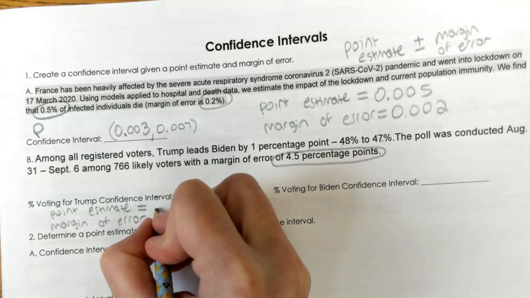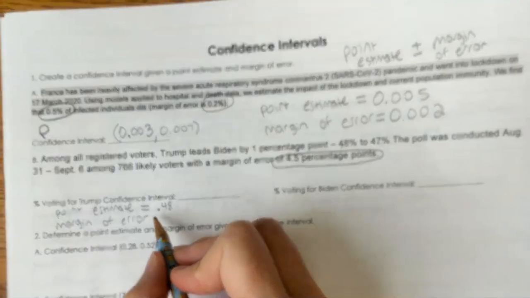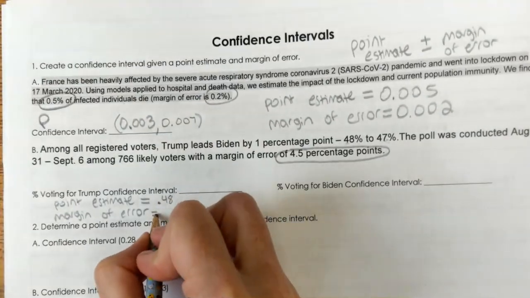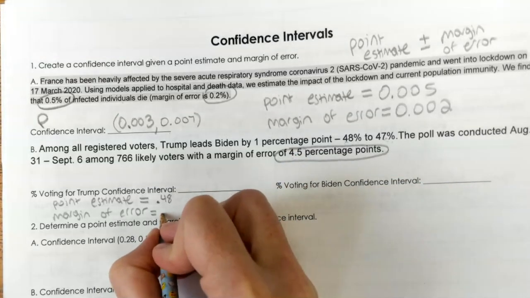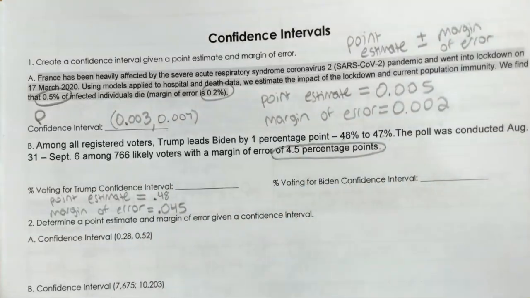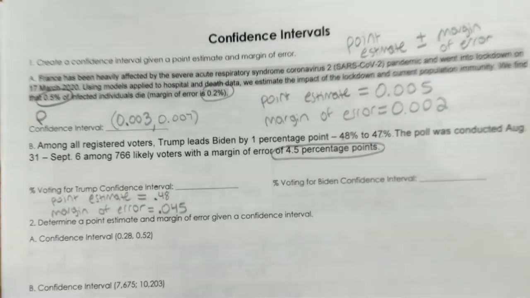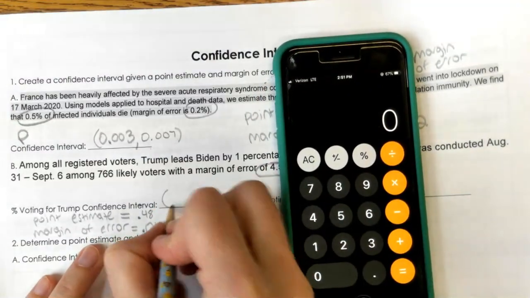All right, I hope you said it was the 0.48. Remember, I'm converting percentages to decimals here. And then my margin of error is the same for both Trump and Biden. It's 0.045. Remember, I had to convert that as well. All right, so let's go ahead and do our Trump confidence interval.